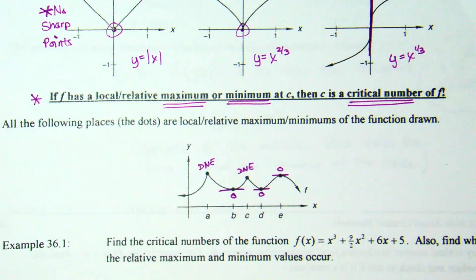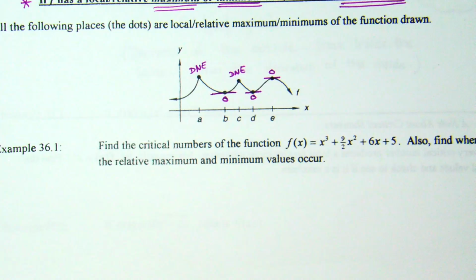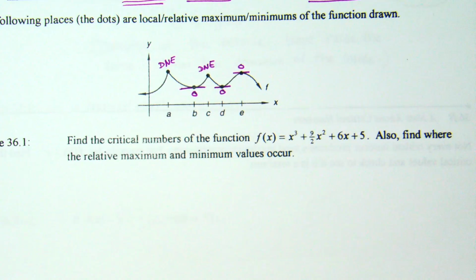Okay, and as I said, critical numbers can be used for a lot of things moving forward in calculus. And so that's why it's such an important thing that we learn how to find critical numbers. So let's look at example 1. The directions ask us to find the critical numbers of the function f of x equals x to the third plus 9 halves x squared plus 6x plus 5. Also find where the relative max and min values occur.